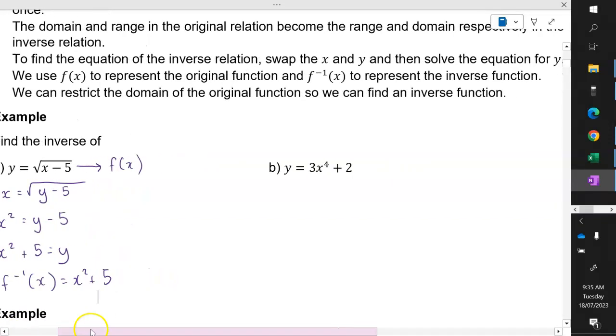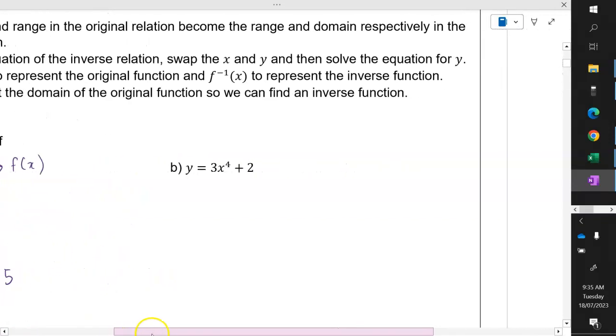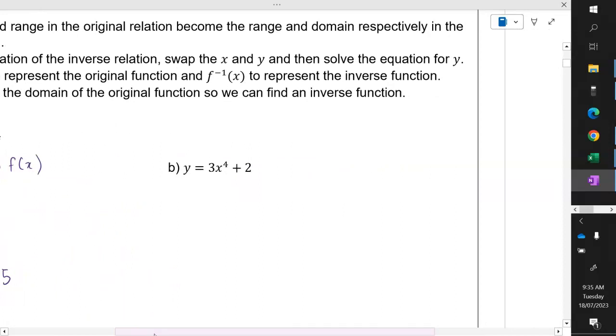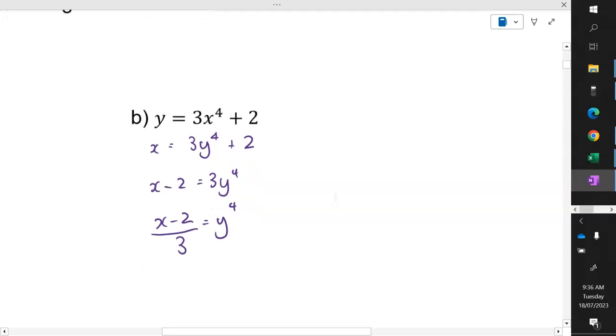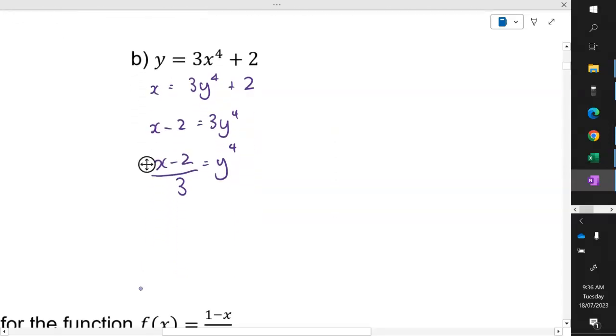Let's have a look at the second one. We're going to find the inverse of y equals 3x to the power of 4 plus 2. First of all, like before, we want to swap our x's and our y's around. So x equals 3y to the power of 4 plus 2. We want to solve for y. So we have x minus 2 equals 3y to the power of 4. Then (x minus 2) divided by 3 equals y to the power of 4. Now we need to take the fourth root of both sides. So the fourth root of (x minus 2) over 3 equals y.